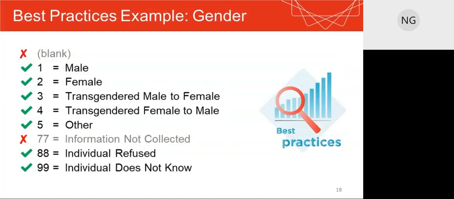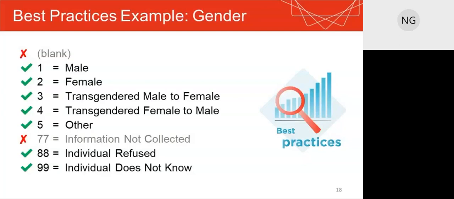So in short, leaving it blank or selecting information not collected will reduce your data availability score, but selecting anything else will increase it. And I want to note here that even selecting individual refused or individual doesn't know will not count against you. That is completely fine. That will increase your data availability score.